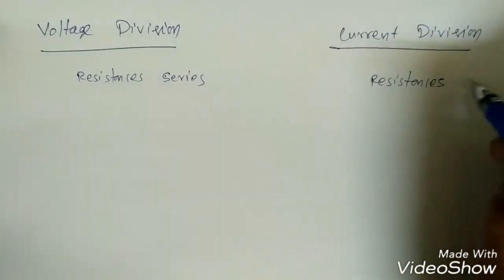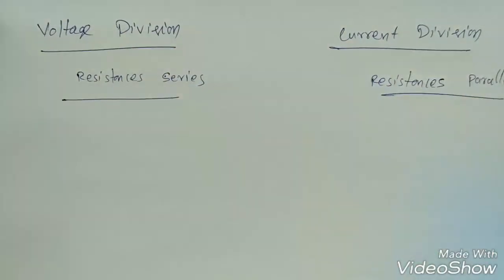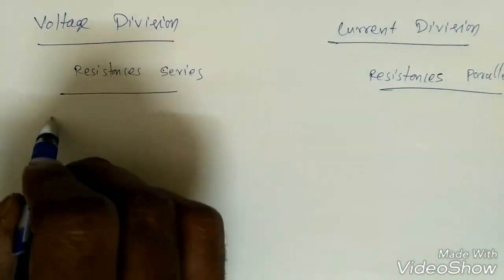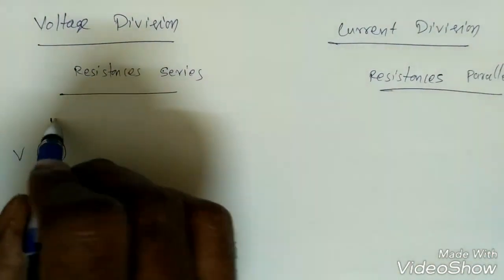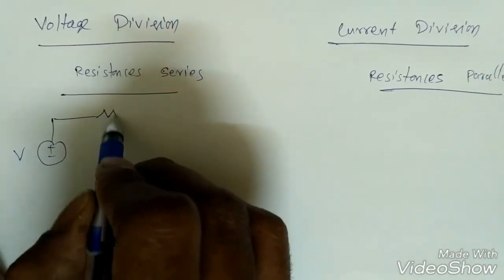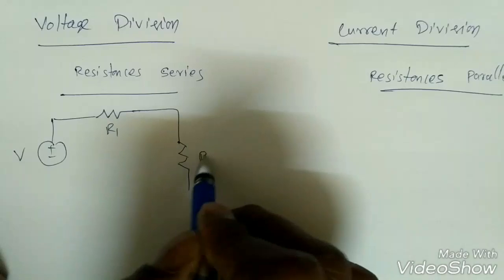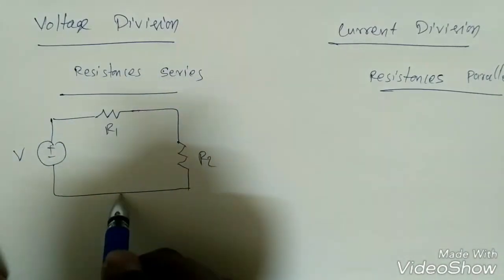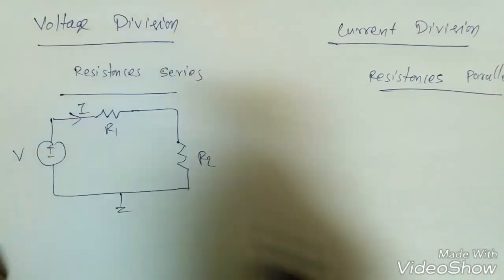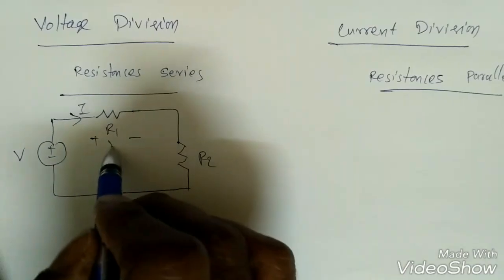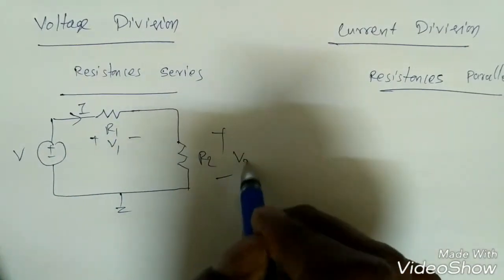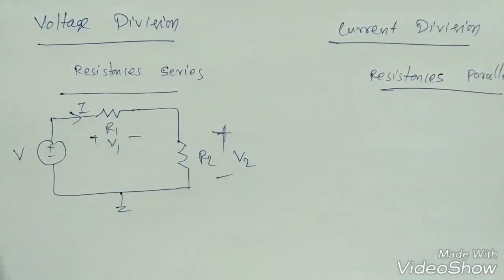Resistances should be in parallel. So now we'll see how to find the voltage division and current division. Suppose there is a main source V and two resistances in series, R1 and R2. This is grounded, and this is the current I. So this is the voltage across R1, V1, and this is the voltage across R2, V2.